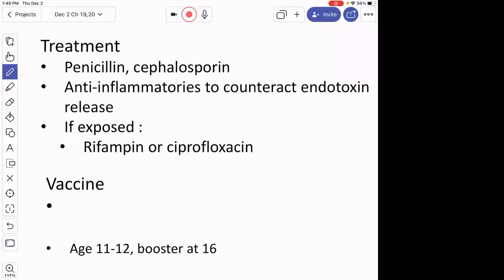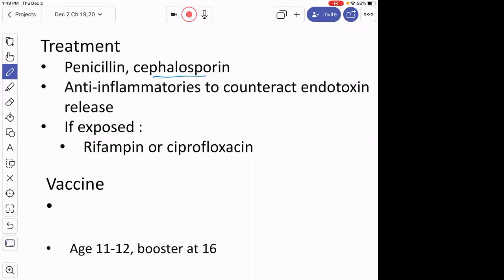The number of different antibiotics that they use to treat it, they need to use one that crosses that blood-brain barrier, like the later generation cephalosporins, penicillin, as much anti-inflammatories as we can get into the patient to tamp down that inflammation.